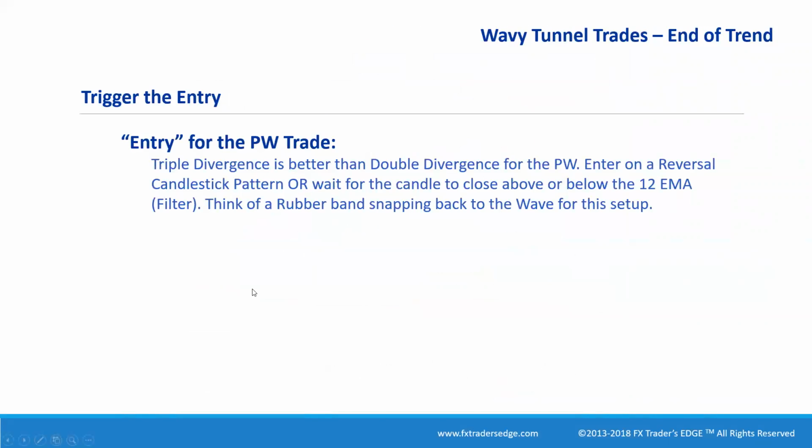So the entry for the PW trade, triple divergence is better than double divergence. Sometimes we have triple divergence. So sometimes the market will make a new high or a new low, and so be it. We might take the PW trade and we might miss the entry the first time because the market is extending. The wave 5 is extending. We enter on a reversal candlestick pattern, or we wait for the candle to close above or below the 12 EMA, the filter. And think of a rubber band snapping back to the wave for this setup. That's the price is extended and we're snapping back to the wave.